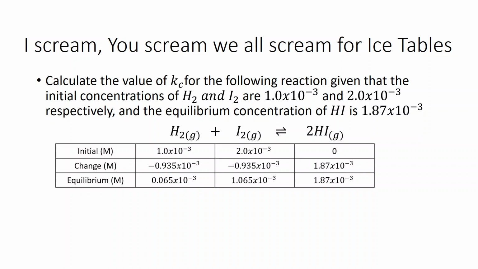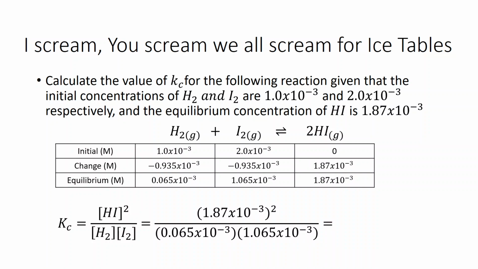So we now have equilibrium concentrations for everything in our reaction, which means it is time to write our equilibrium expression, products over reactants, and put some numbers in. Again, we're just going to do some math, and we end up with 51.